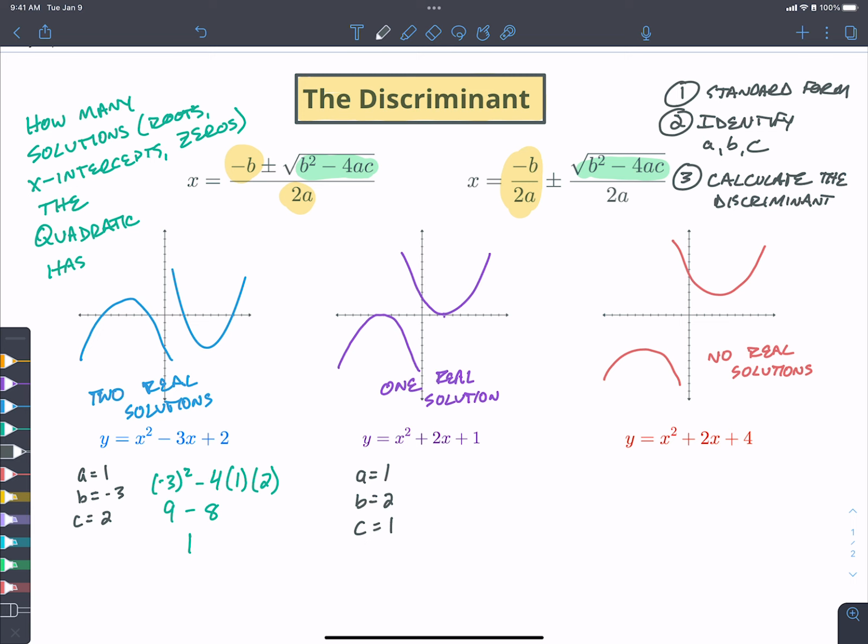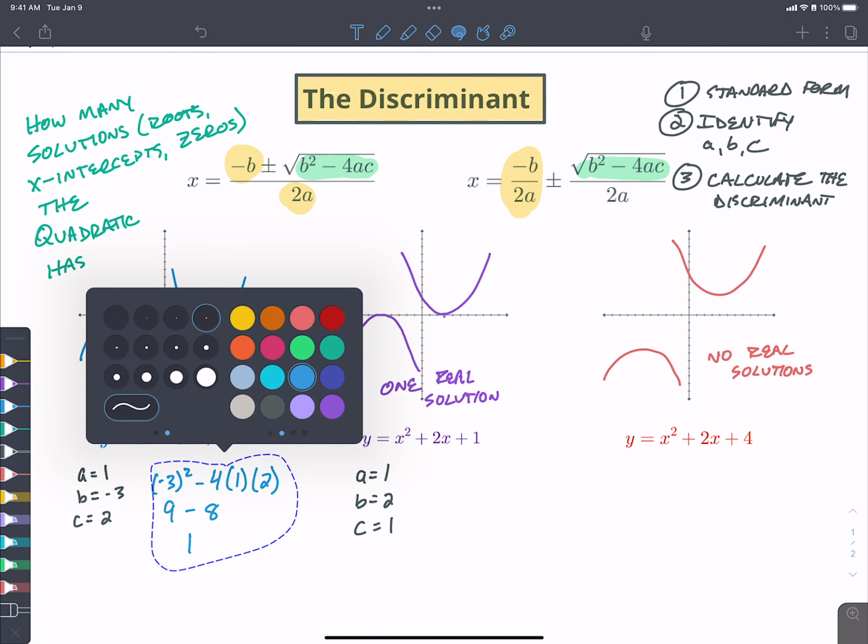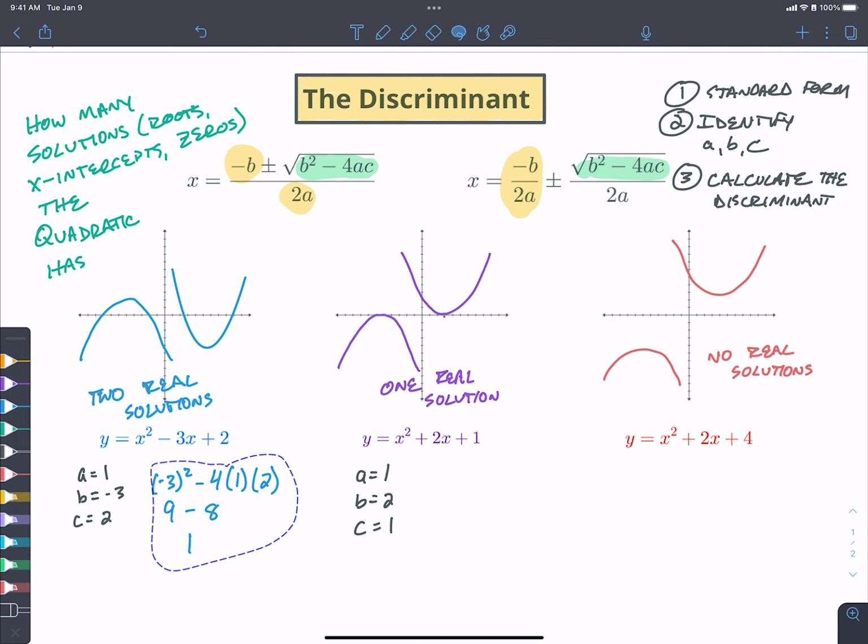So here, let's keep all of these the same color. That might make it a little bit easier. Okay, for our purple, we've got b squared, so 2 squared minus 4 times a times c. So we've got 4 minus 4, so we get a value of 0.